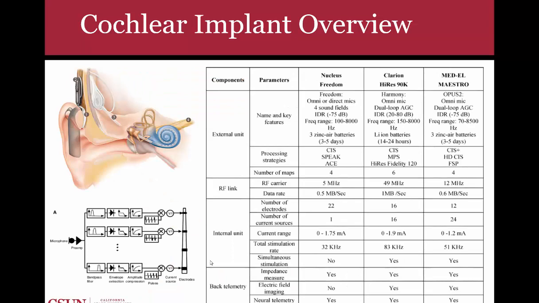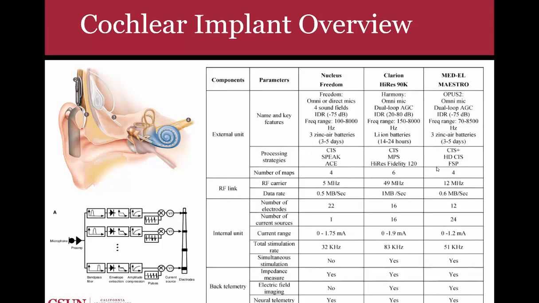Here's actually a comparison of various types of cochlear implants. There are three types here: the Nucleus Freedom, the Clarion, and the Med-El. And it's just comparing the external unit, so that's again the sound processor. I'm not going to get into the processing strategies here. That's something for 603, I believe.